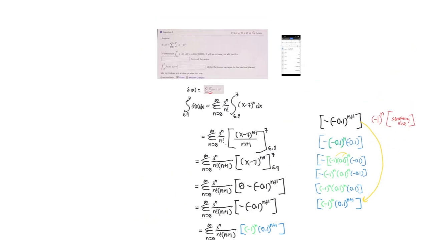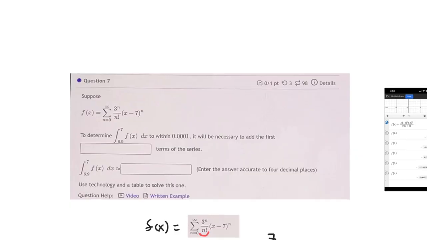And what are we doing? We are determining this to within 0.001. It will be necessary to add the first how many terms in the series. Yes, so please remember that when adding the terms, the error will always be less than or equal to the omitted term. So we actually need that omitted term to be less than that. Okay, hopefully that rings a bell, and then we'll have an idea about how many terms we need to add.